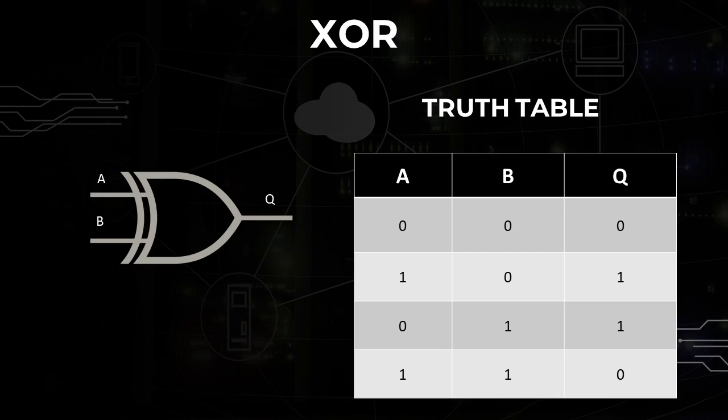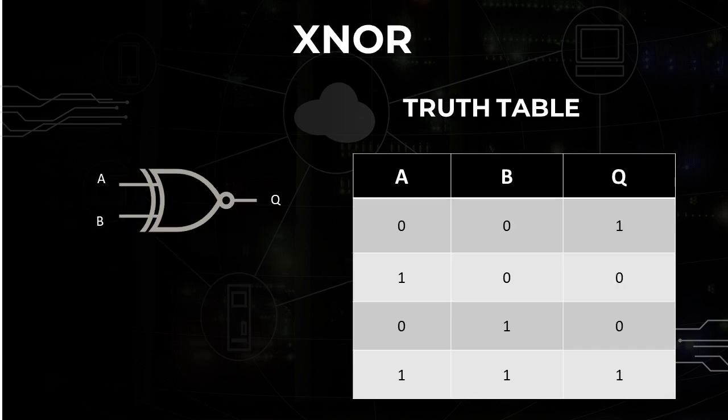When A is equal to 1 and B is equal to 0, the output is 1 because the inputs are different. When A is equal to 0 and B is equal to 1, the output is 1 since the inputs are different. When both inputs are 1, the output is 0 as both inputs are the same. In summary, the exclusive OR gate outputs 1 only when the inputs are different and 0 when the inputs are the same.